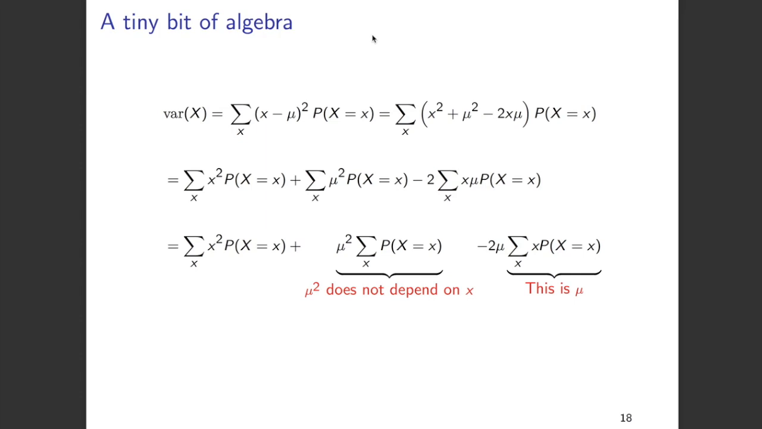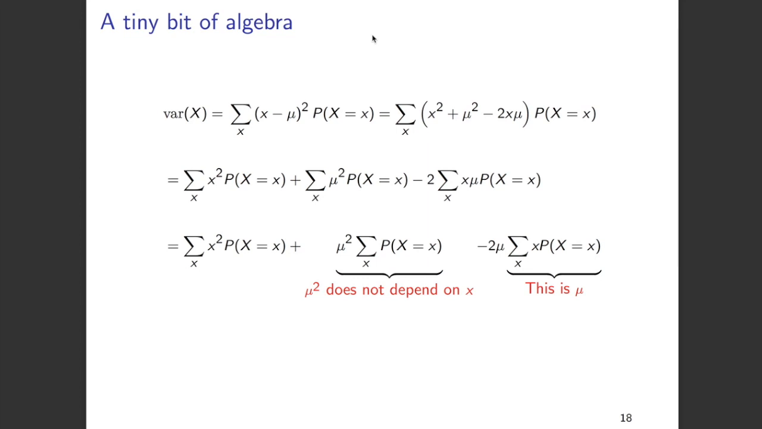So hence the second term, which is mu square times the summation of probability of capital X equal to small x, is going to evaluate to mu square. Now for the third expression, which is minus 2 summation x mu probability of capital X equal to small x, what we can do is we can once again take the mu out of the summation because it's a constant. And what we are left with is x probability of capital X equal to small x, and a summation over that. If you recall, this is nothing but the expectation of X. And expectation of X is nothing but mu. So the second term evaluates to mu square, and the third term evaluates to minus 2 mu square. Hence, what we are left with is minus mu square.